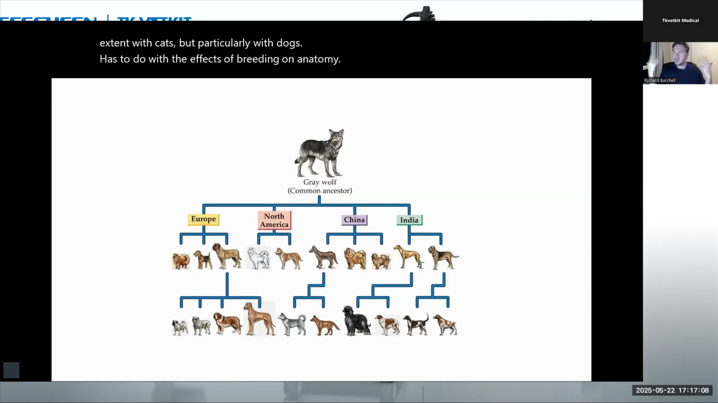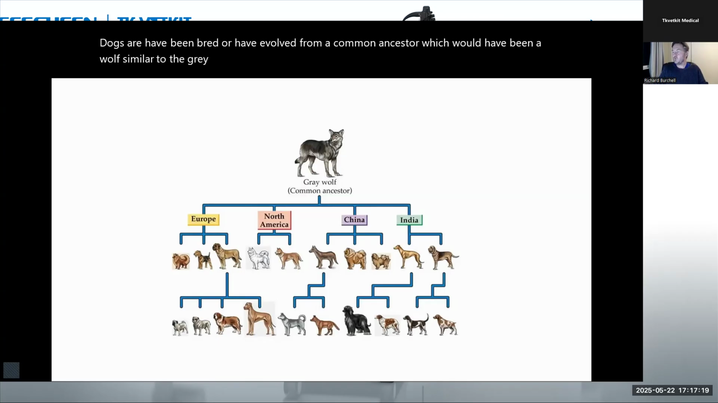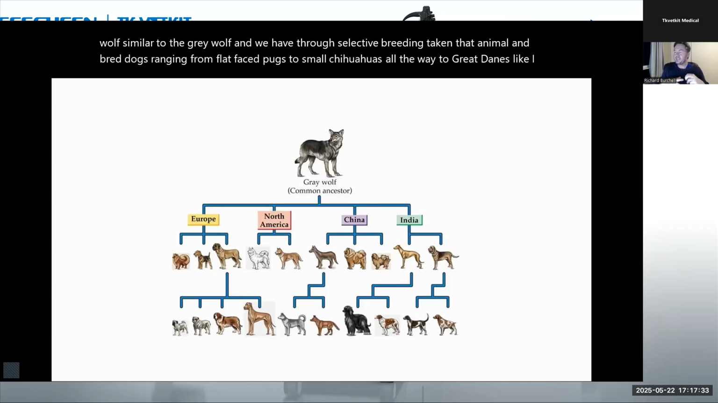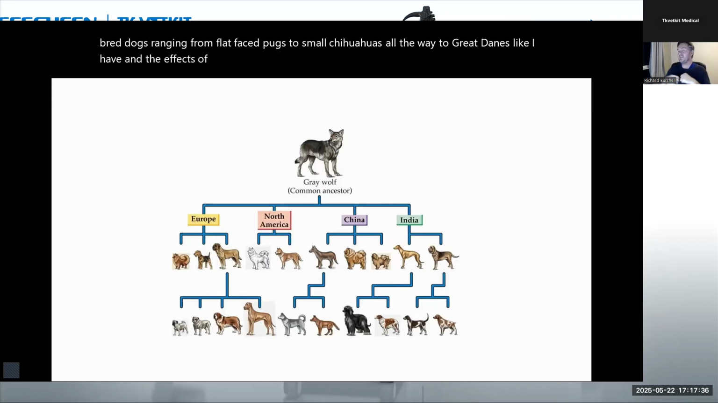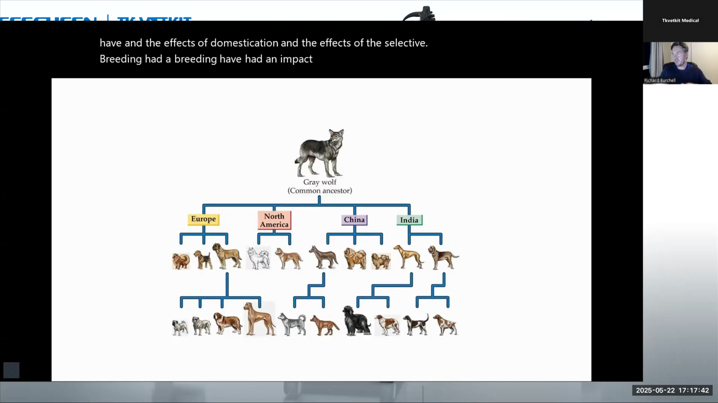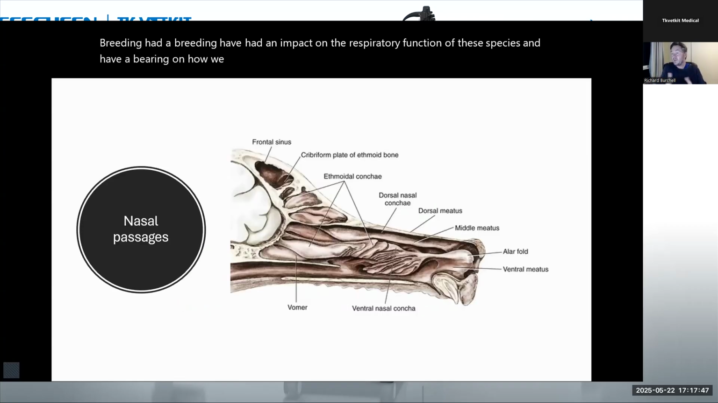So dogs have evolved from a common ancestor, which would have been a wolf, similar to the grey wolf. And through selective breeding, we have taken that animal and bred dogs ranging from flat-faced pugs to small chihuahuas, all the way to Great Danes, like I have. And the effects of domestication and selective breeding have had an impact on the respiratory function of these species and have a bearing on how we evaluate them and how we manage them.